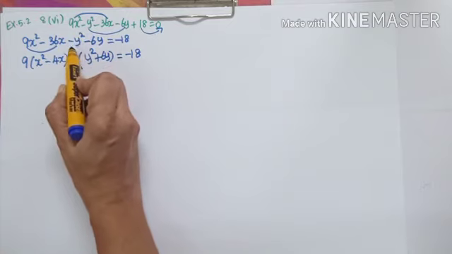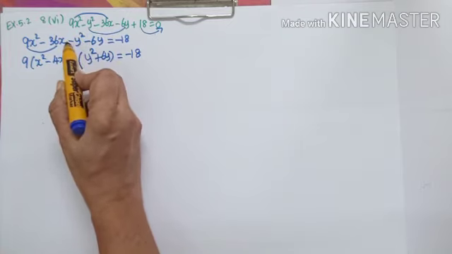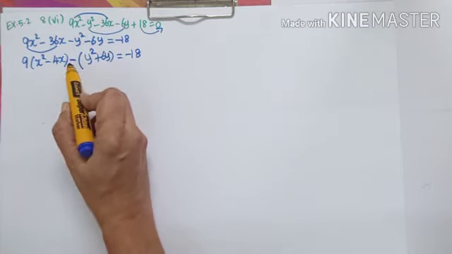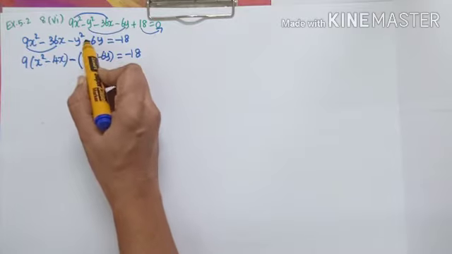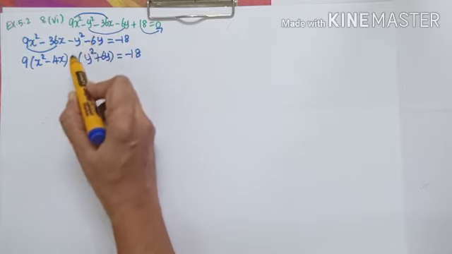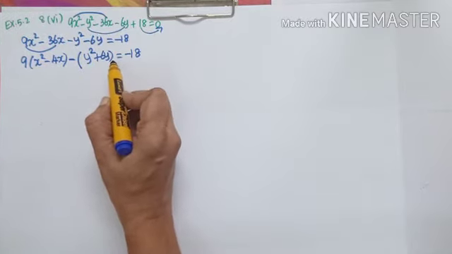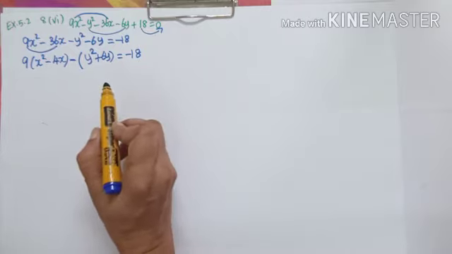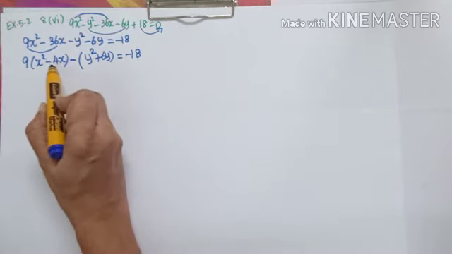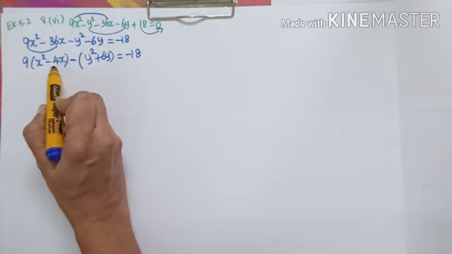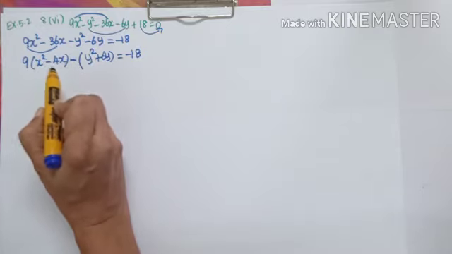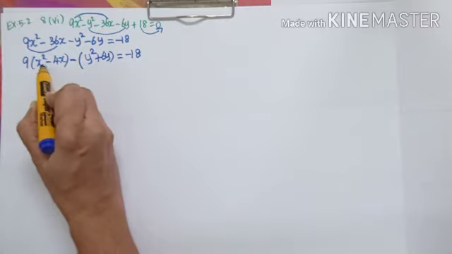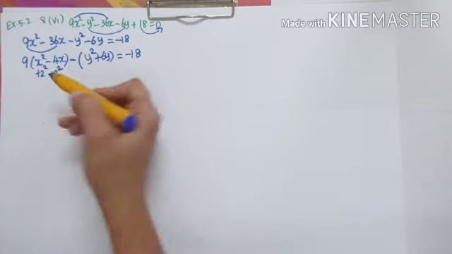Here y square has no number, so take only the minus symbol out. It becomes minus y square, and remember to divide by this minus. Minus by minus is plus 6y. The next step, make it a perfect square. Whatever number comes with x, divide by 2. So 4 is here, divide by 2 gives me 2. Add 2 square, subtract 2 square.